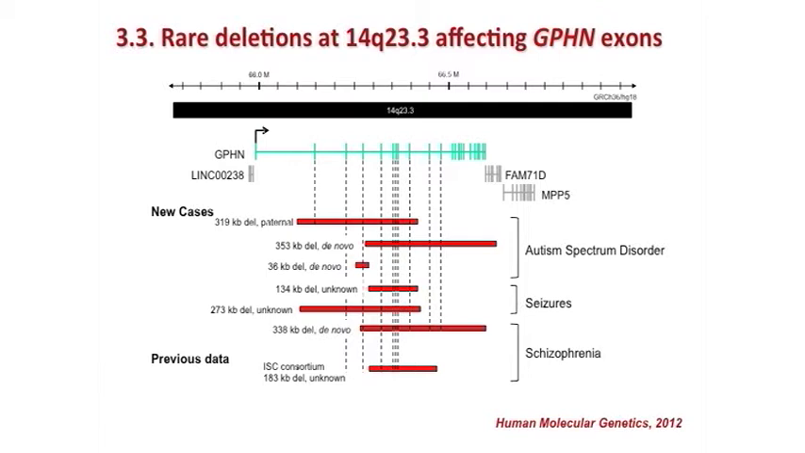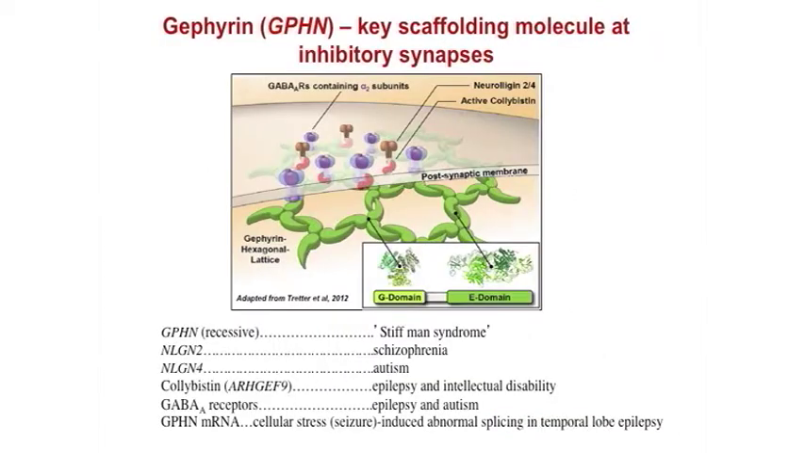And subsequently, we've done lots of sequencing now, and wherever we find what we think is a pathogenic mutation, it's in fact in the same G domain of this protein. And in retrospect, this actually wasn't too surprising because a lot is known about this protein. It's a key scaffolding molecule at inhibitory synapses. And the G domain is involved in the formation of lattice structures. They're schematically shown here.